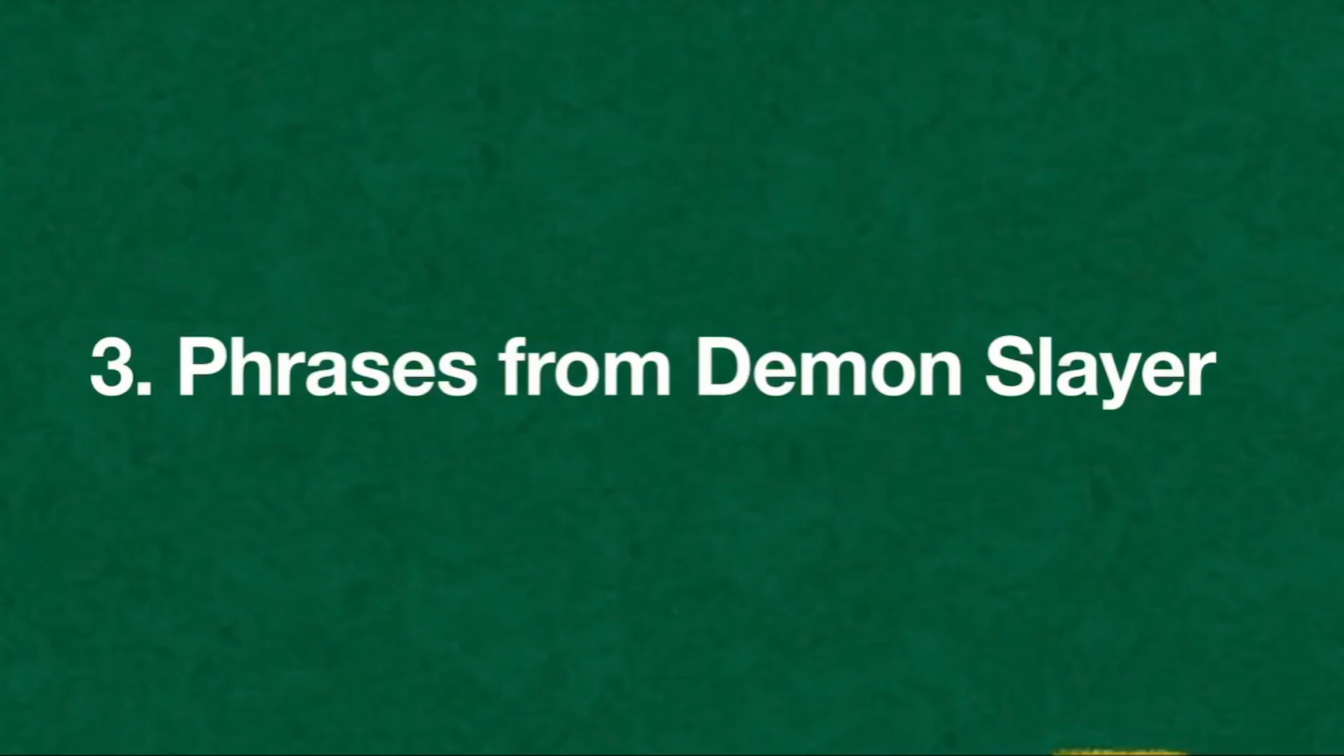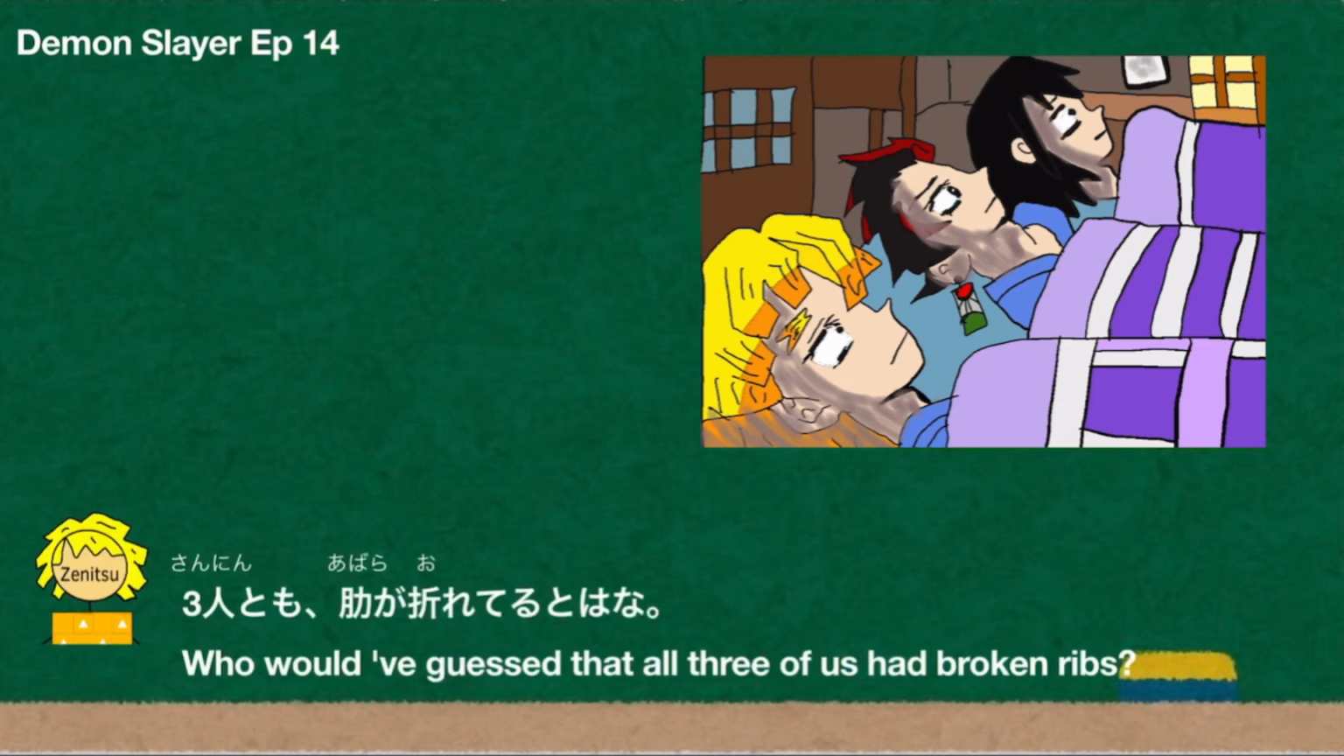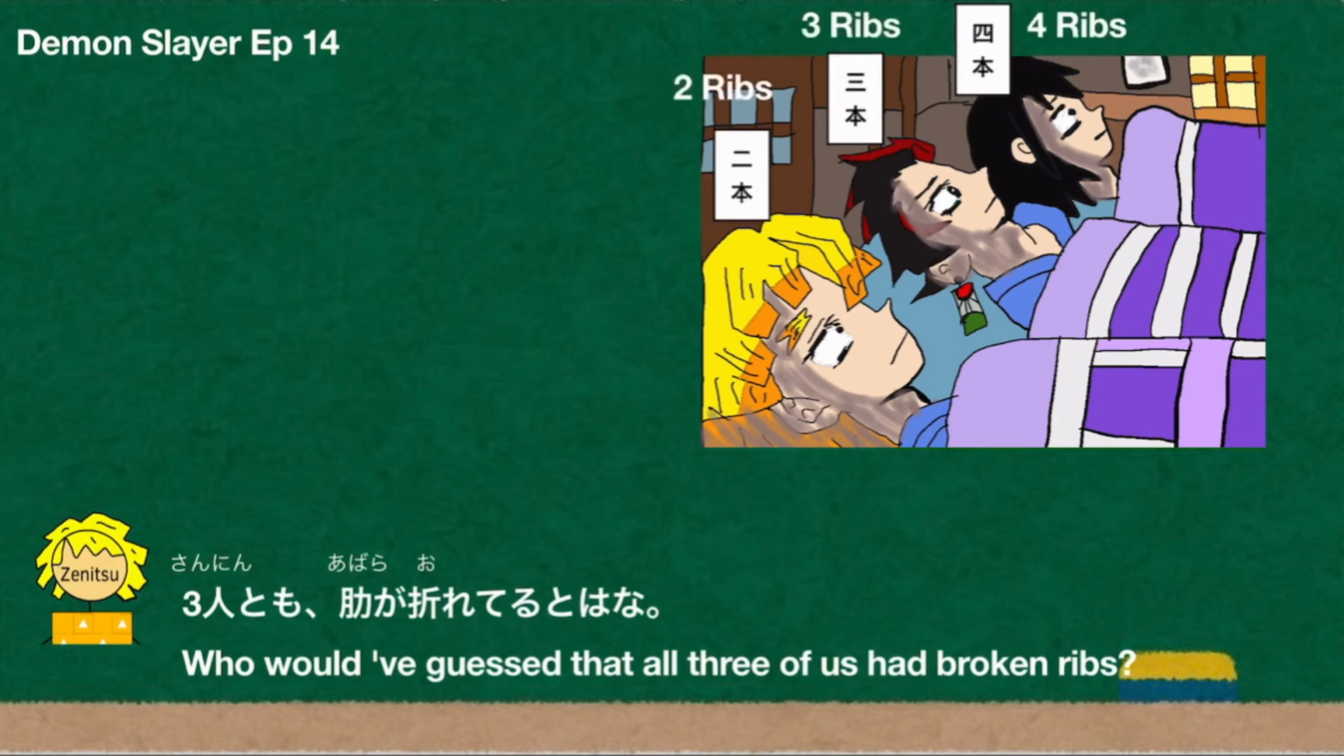Third, phrases from Demon Slayer. From Demon Slayer Episode 14, this phrase is the same phrase from the last video. Zenitsu said, 三人ともあばらが折れてるとはな。2本、3本、4本。So let's review. 三人とも: 3 is 三, 人 is the counter for people, とも means both of us or all three of us. 三人とも, all three of us.